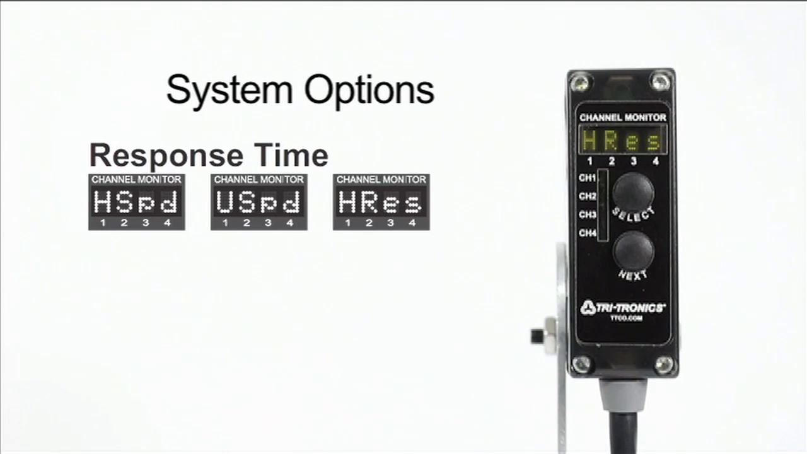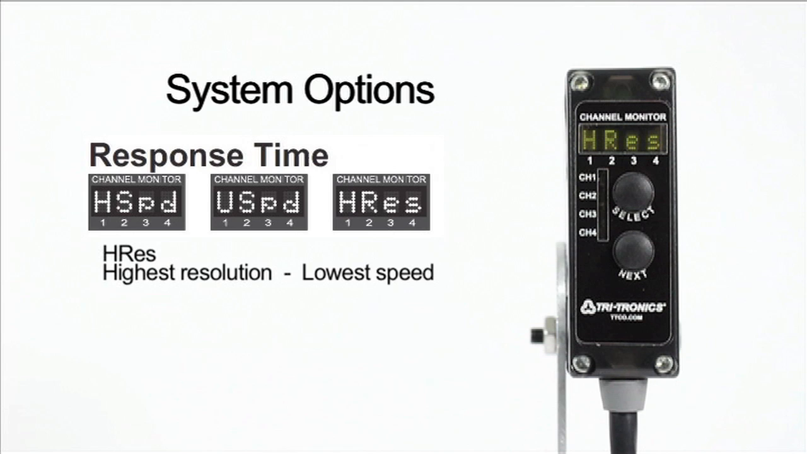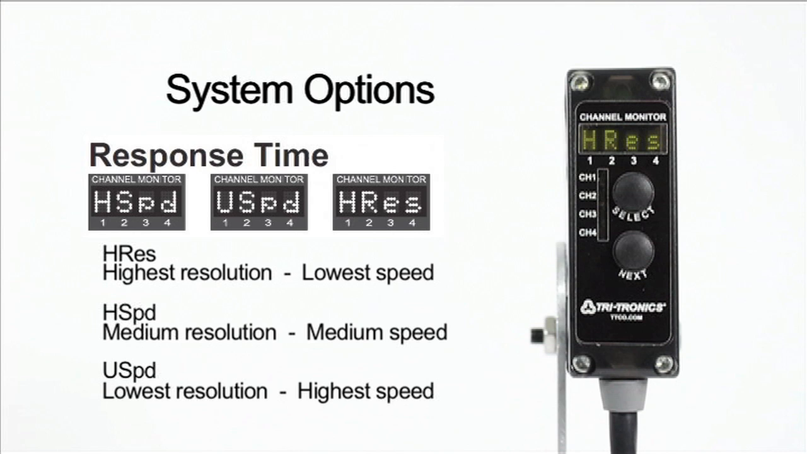The ColorWise offers 3 settings that allow you to vary the sensor's speed of response and detection resolution. These settings are High Res, which offers the highest resolution and lowest speed of response. High Speed, which offers a medium level of resolution and a medium response time. Ultra High Speed, which offers the lowest resolution but the fastest response time.